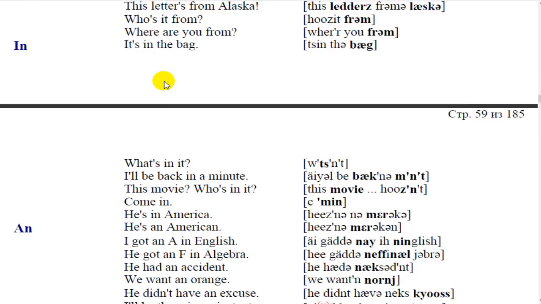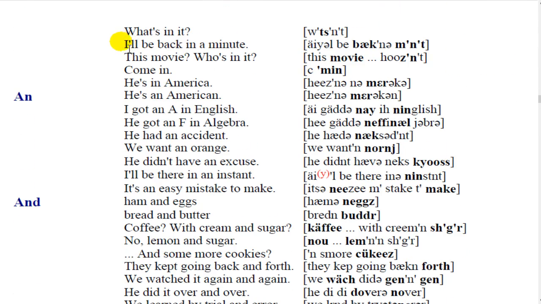In. It's in the bag. It's in it. I'll be back in a minute. This movie? Who's in it? Come in. He's in America. An. He's an American. I got an A in English. He got an F in algebra. He had an accident. We want an orange. He didn't have an excuse. I'll be there in an instant. It's an easy mistake to make.